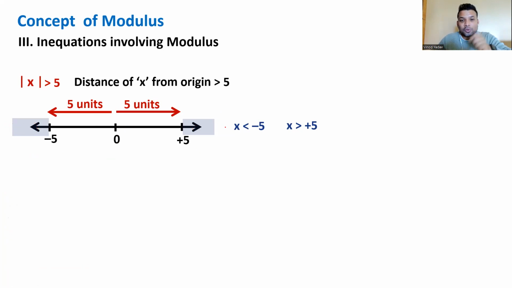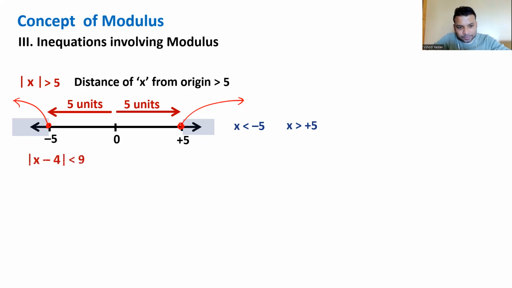So for mod x equal to 5, you can think like that. Get the 2 points on the number line. Then its answer will be beyond those 2 points. Beyond that, it is open towards both sides till infinity.